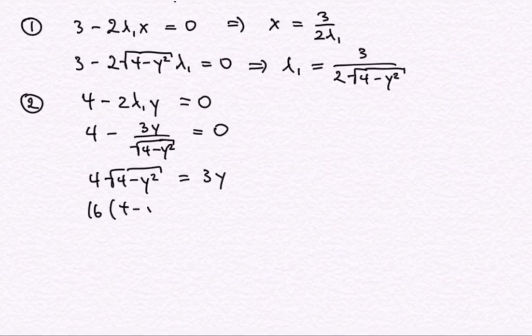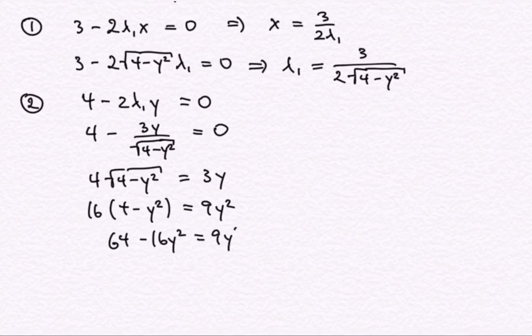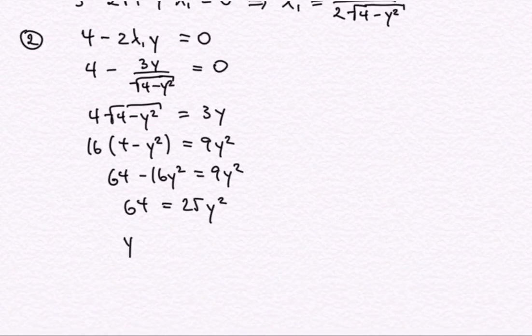16 times 4 minus y squared is equal to 9y squared, or 64 minus 16y squared is 9y squared, or 64 is 25y squared, or y is equal to plus or minus 8 over 5. So this is the first time that I am arriving at one equation and one unknown, and I can actually solve it. So I have my first numerical value for one of my unknowns.